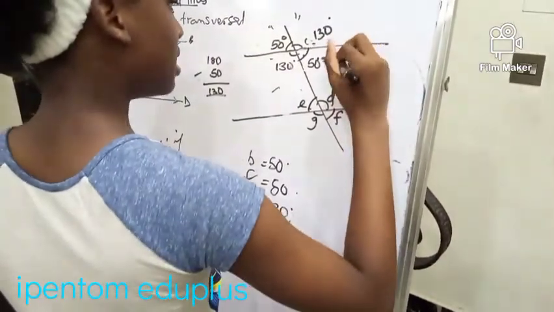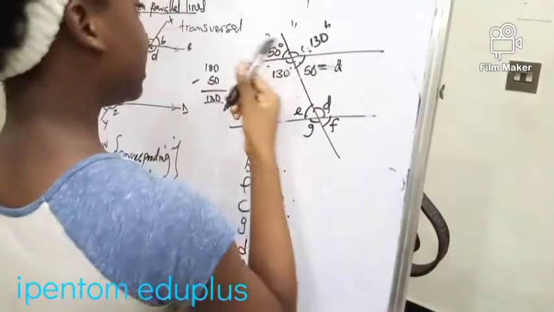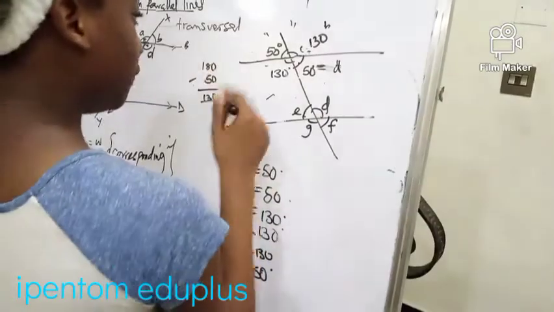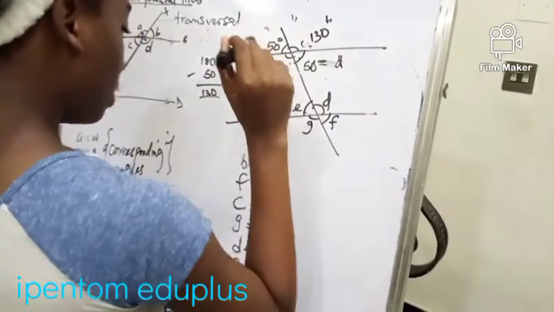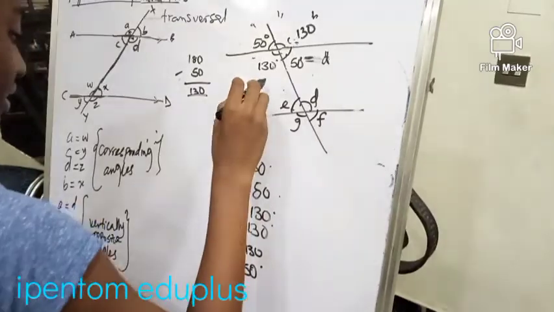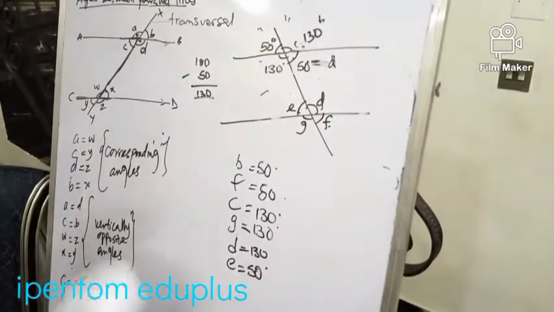So therefore, D is equal to 50 degrees, B is equal to 130, A is equal to 50, C is equal to 130, E is equal to 50, D is equal to 130, G is equal to 130, and F is equal to 50. Done.